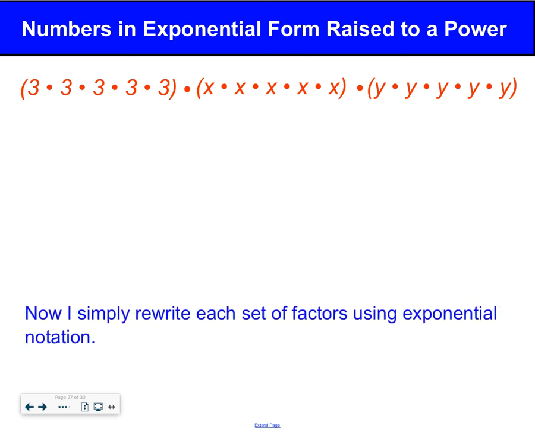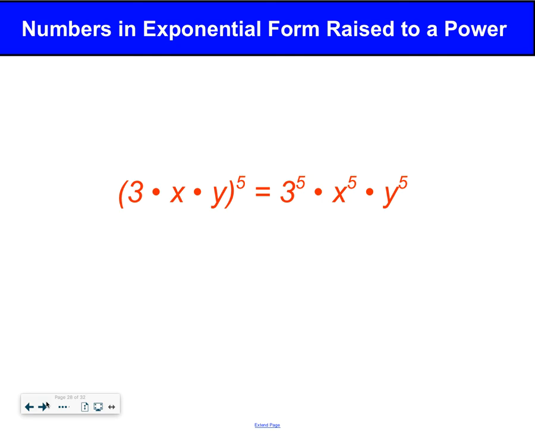Now I rewrite each set of factors using exponential notation. Well, I know that 3 times 3 times 3 times 3 times 3 can be written as 3 to the 5th power. I know x 5 times can be written as x to the 5th, and I know that y 5 times can be written as y to the 5th power. So what we were able to prove is, in fact, that 3 times x times y to the 5th equals 3 to the 5th times x to the 5th times y to the 5th.